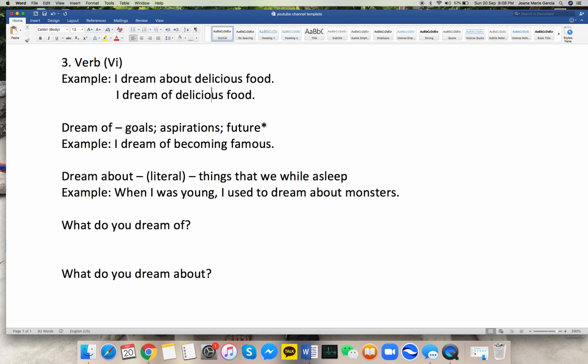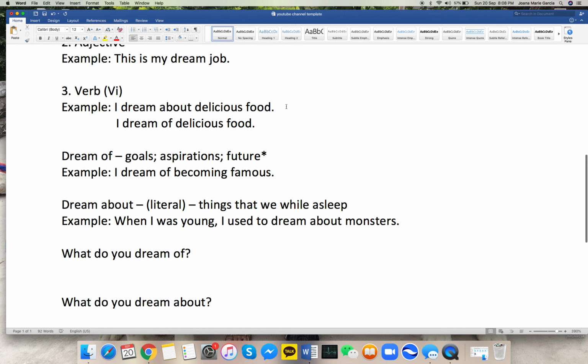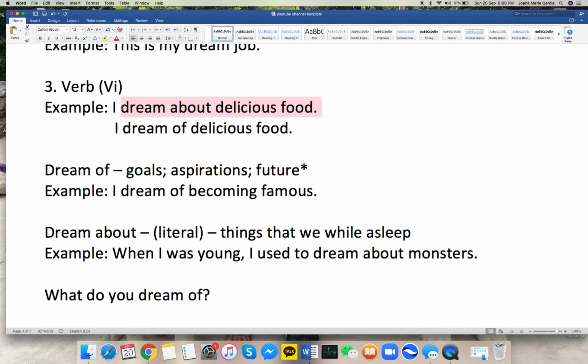Now let's go back to our sentence a while ago. I dream about food. What does it mean? When you say I dream about food, I see food in my dreams, different kinds of food. But when you say I dream of food, probably I'm hungry, so I dream of delicious food. I want to eat delicious food. My goal is to eat delicious food later on.